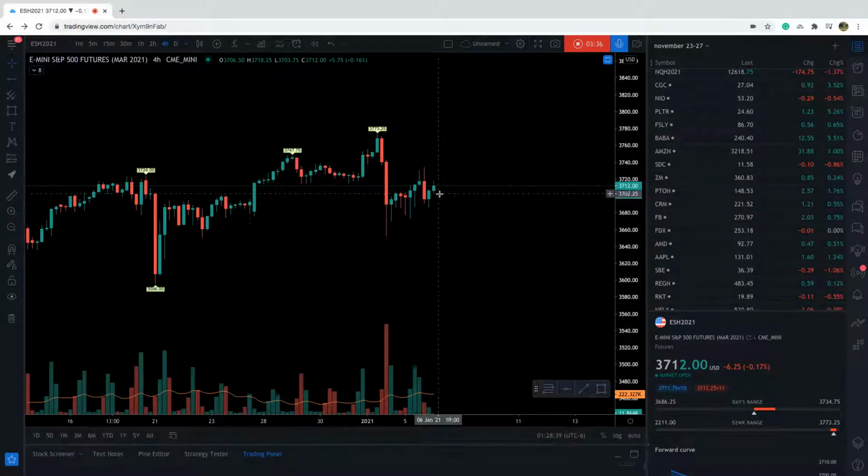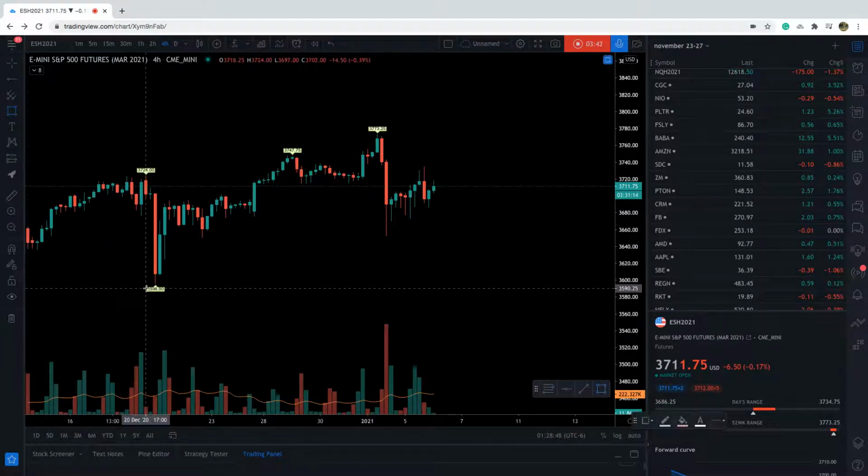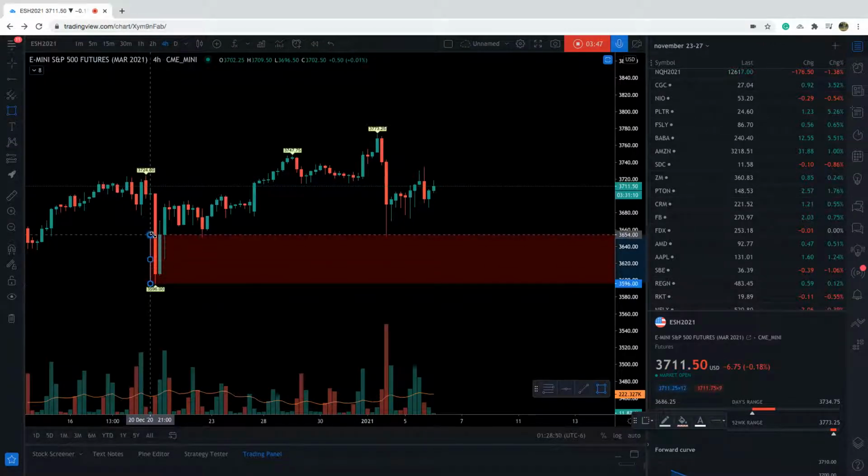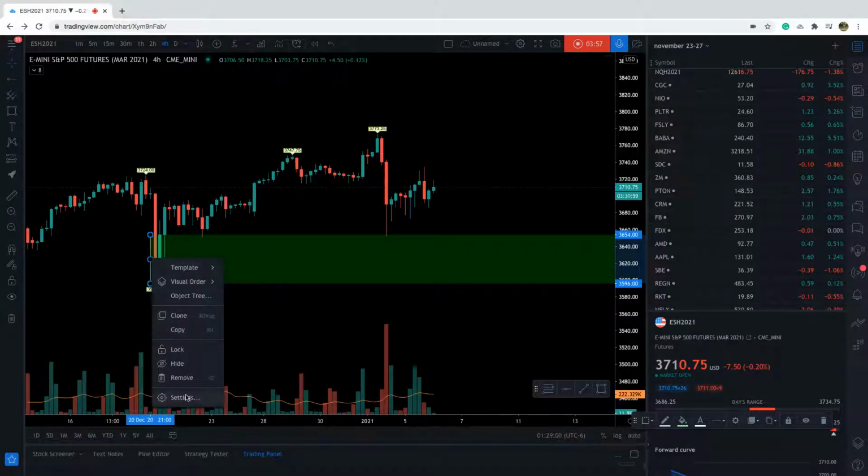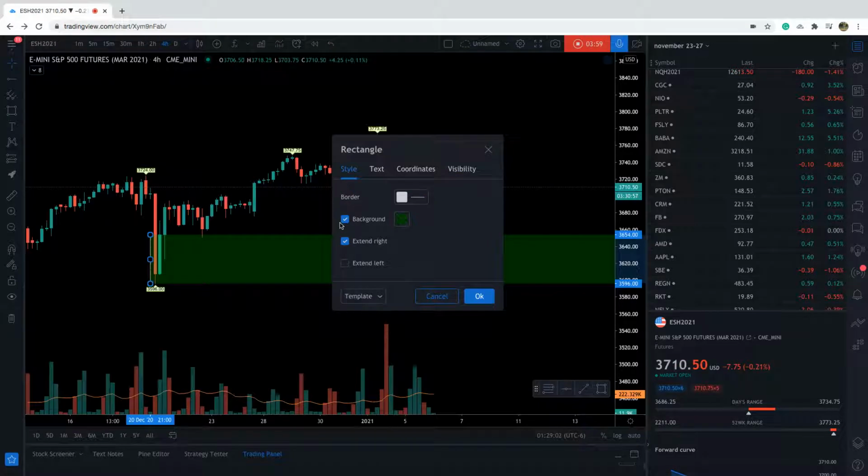So we've got to go look back at historical price action and what happened. What I would look for here is the bottom of this wick to the top of this body. And of course, got to make that thing green. By the way, right click that, go to settings, style. I have this extended to the right so I don't have to drag it. If you don't want to do that, that's okay.